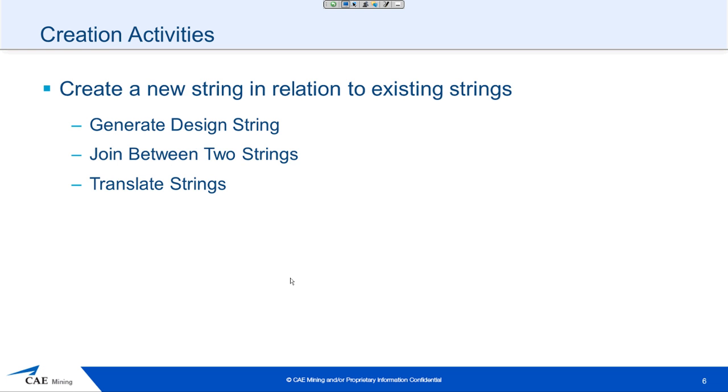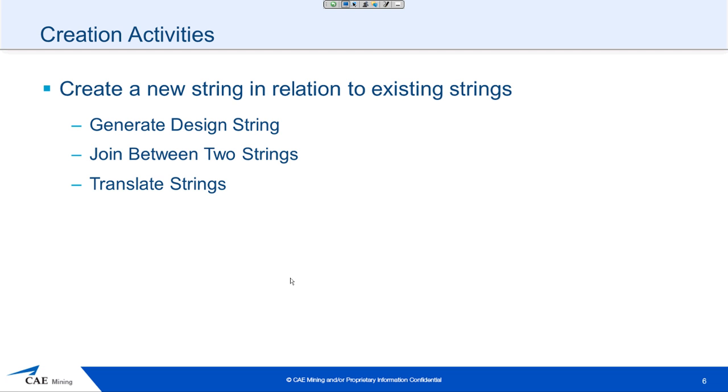So I've grouped the activities into kind of 3 different sets. Here, first we have the creation activities, which create a new string based on the existing strings. So the first one is to generate a design string. It will find the base string, it will move some distance, or it will create a line in relation to that design string.